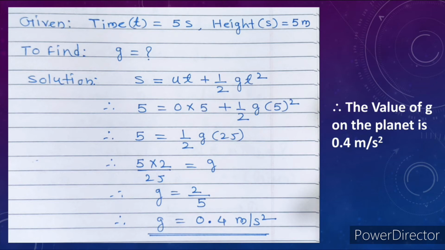And then after, 5 into 2 upon 25 is equal to g. And therefore, g is equal to 2 upon 5. Finally, g is equal to 0.4 meter per second square. And therefore, the value of g on the planet is 0.4 meter per second square.